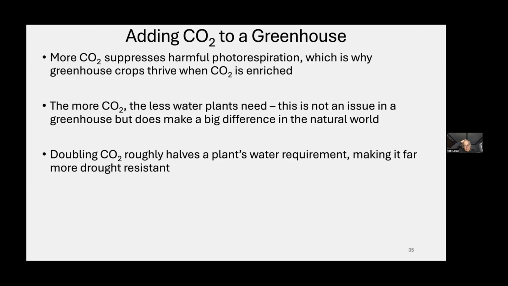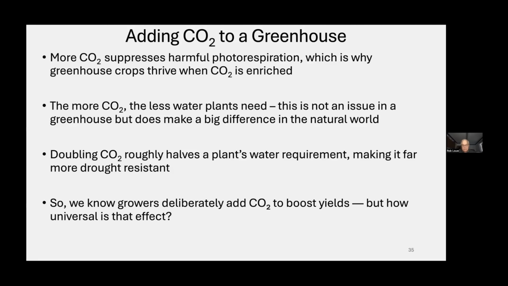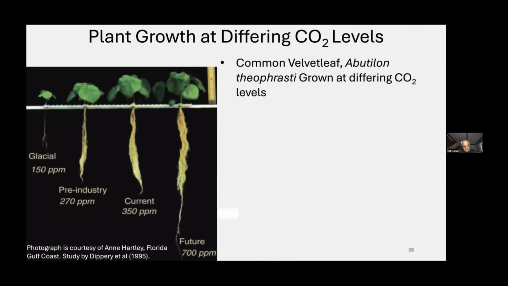Now, doubling carbon dioxide roughly halves a plant's water requirement, making it far more drought resistant. So we know that growers deliberately add CO2 to boost yields, but just how universal is that effect? So let's look again at what happens with controlled experiments, where this time we're going to see how much a plant grows as we change carbon dioxide, rather than how many stomata there are in the leaves of the plants. And here's the first experiment.